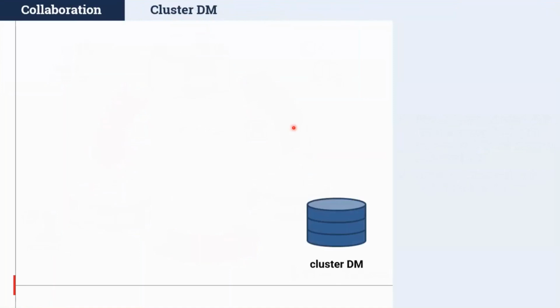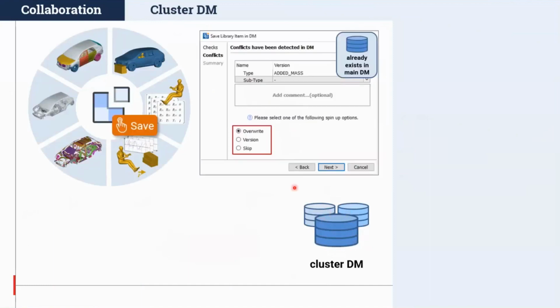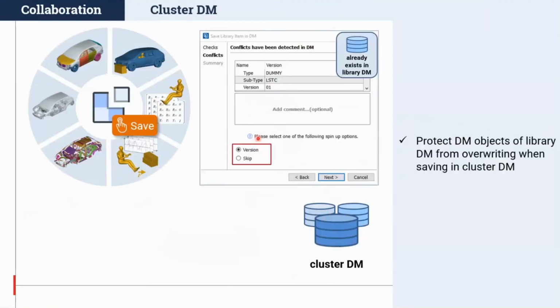Moving on, to facilitate the users working with cluster DM repositories, we have introduced new key enhancements in the saving of the DM objects. If you're not aware, a cluster DM is a repository that consists of a main DM along with one or more library DMs. When saving data into the cluster DM, ANSA can now identify that there are conflicts when trying to overwrite the models in the cluster DM. So the override functionality would not be available when there are conflicts. Only a skip option and creating a new version of the model is available.